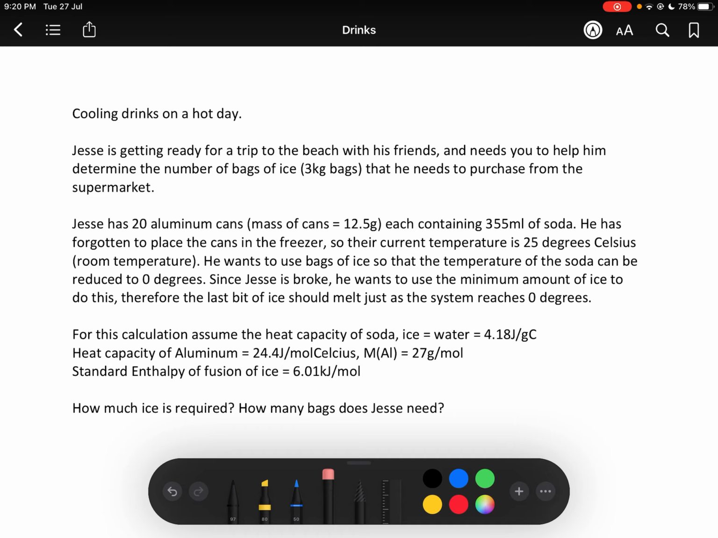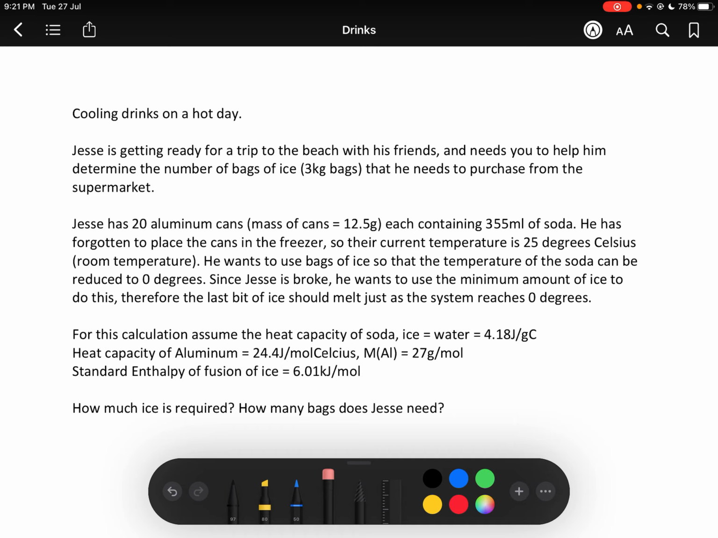For this calculation, we want to assume that the heat capacity of the soda is equal to that of ice and is equal to that of water, which is 4.18 joules per gram Celsius. The heat capacity of aluminium is 24.4 joules per mole Celsius, which is very similar, it's just a different unit for our C value. So in this case, it takes 24.4 joules of energy to increase the temperature of 1 mole of aluminium by 1 degree Celsius. And we know that the standard enthalpy of fusion of ice is 6.01 kilojoules per mole.